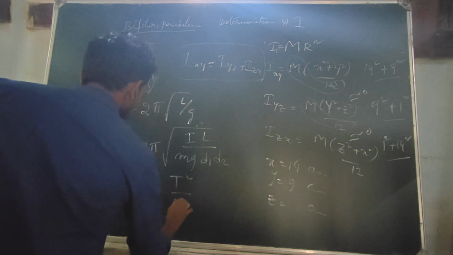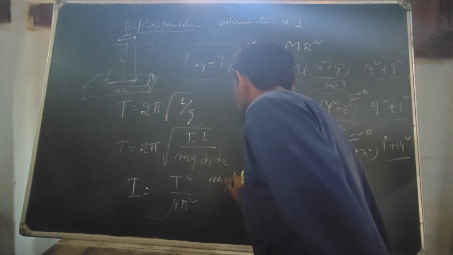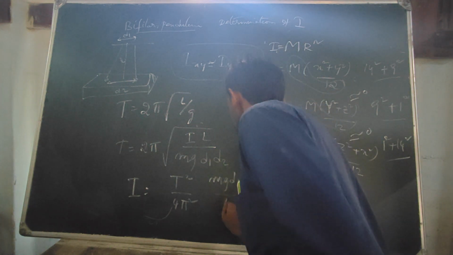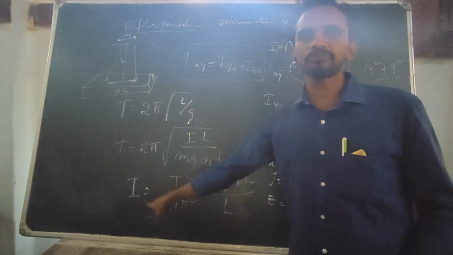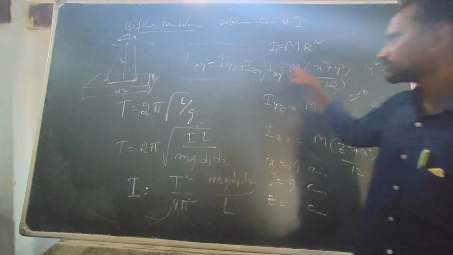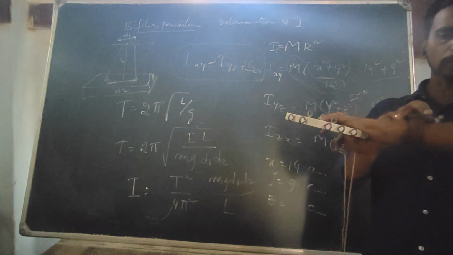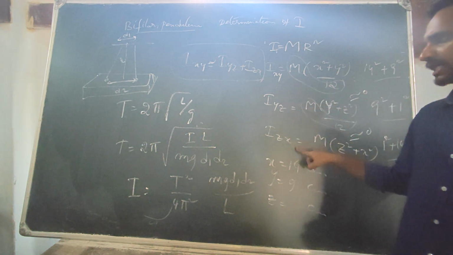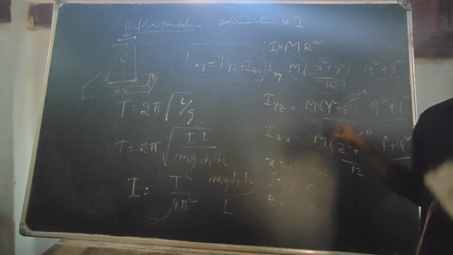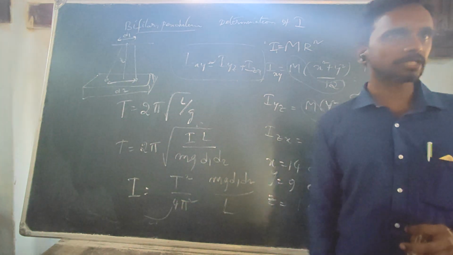So from here I is T square by 4 pi square times m g d1 d2 by L. This is the value of I from your experiment. This is the value of I from the dimensions of the object. So you have to calculate Ixy, Iyz, Izx from the dimensions of the object and compare with the experimental results.